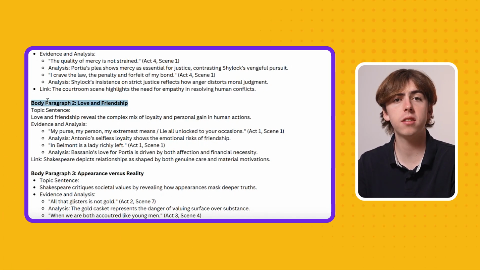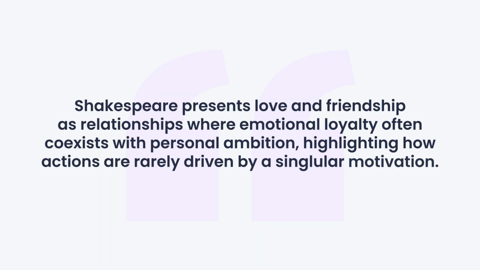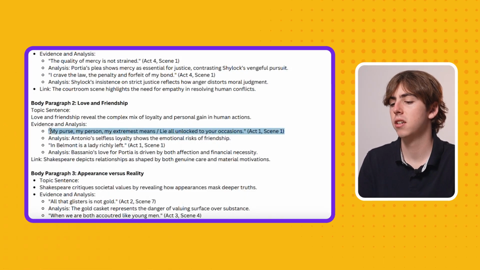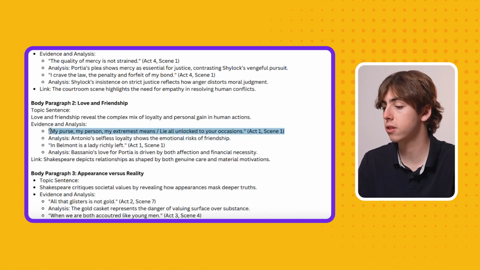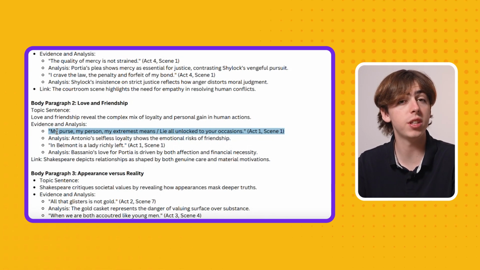Your topic sentence might look like, Shakespeare presents friendship and love as relationships where emotional loyalty often coexists with personal ambition, highlighting how actions are rarely driven by a singular motivation. And then you could go straight into this quote from Antonio. He says, "My purse, my person, my extremest means lie all unlocked to your occasions." This shows genuine devotion. He's willing to risk everything for Bassanio, a strong example of selfless friendship.